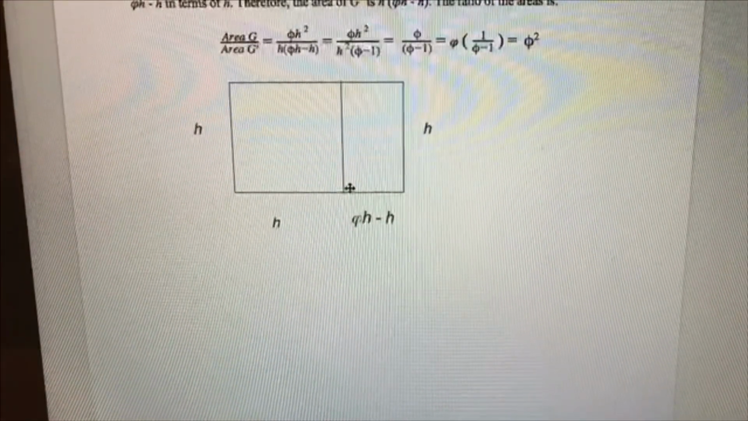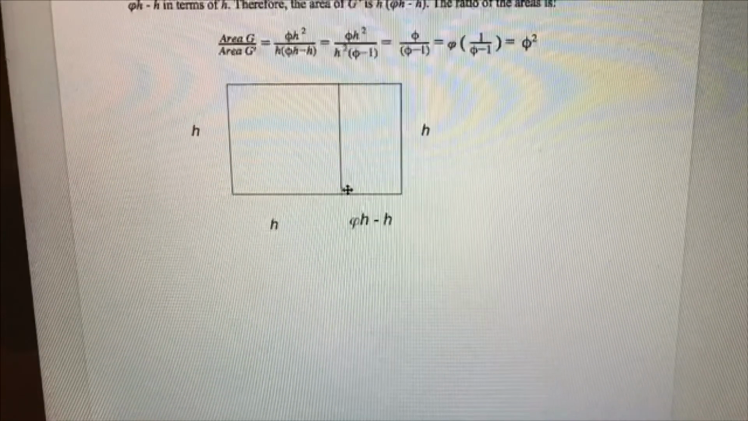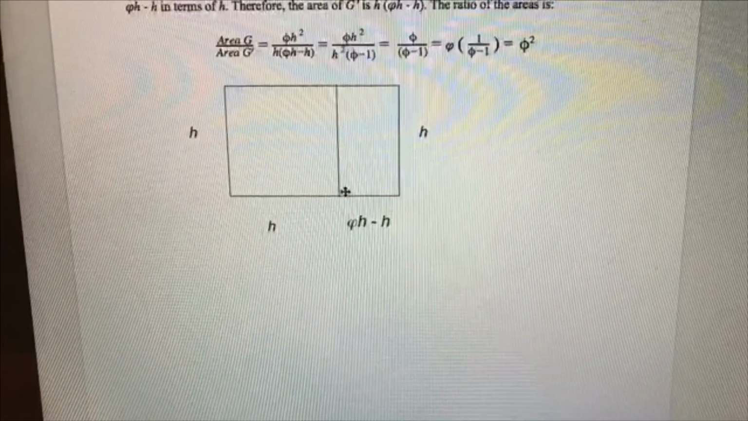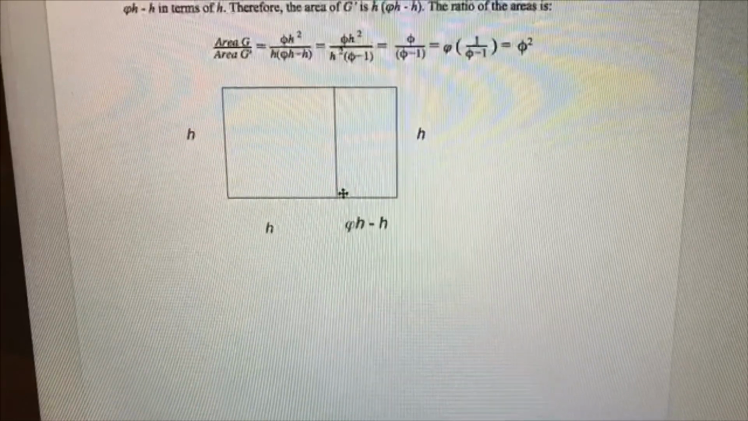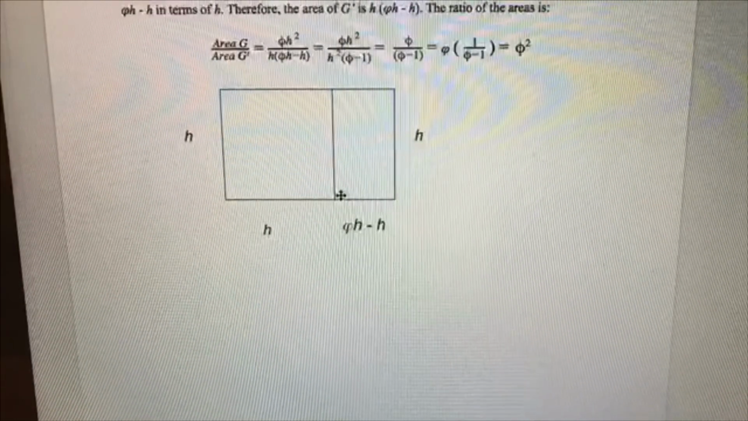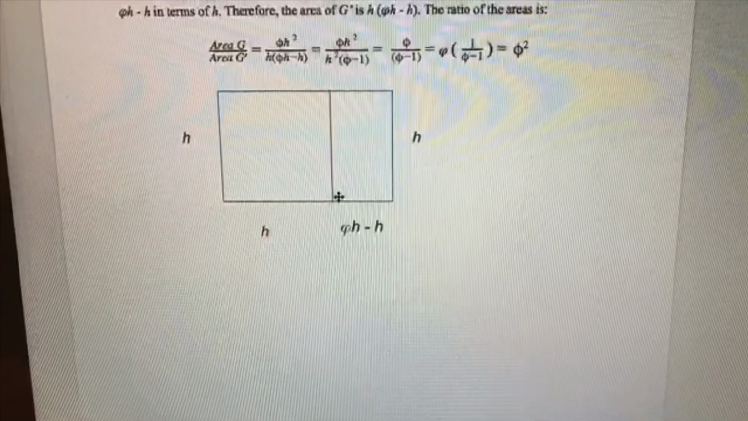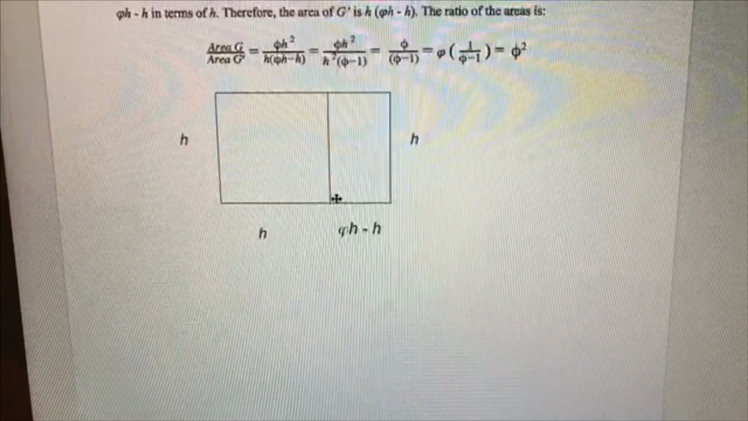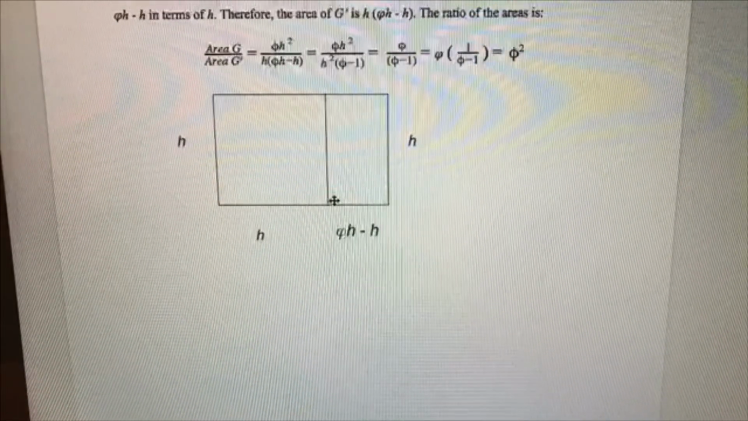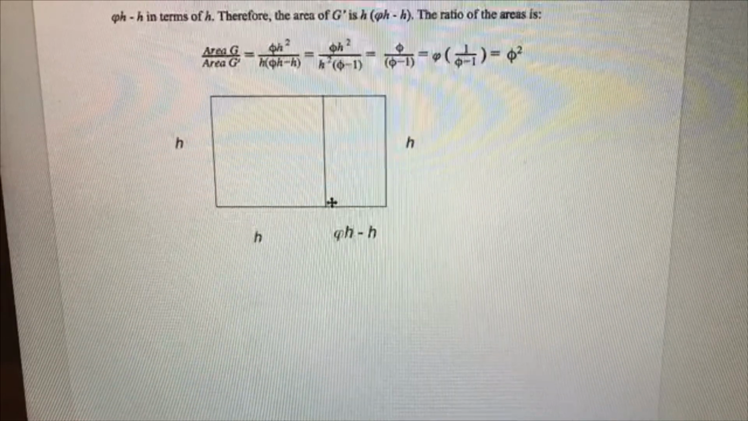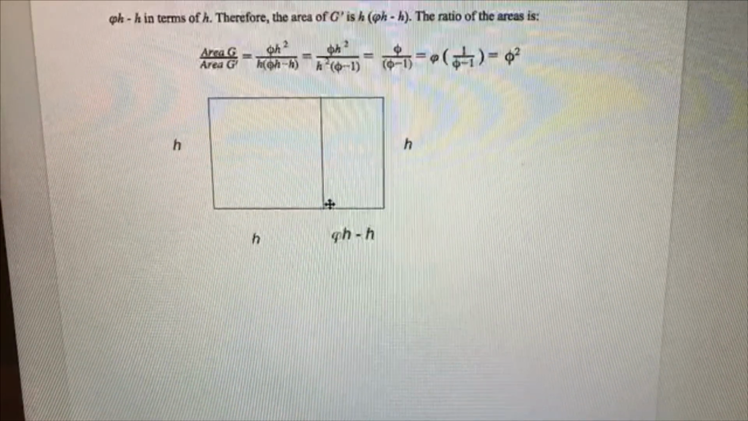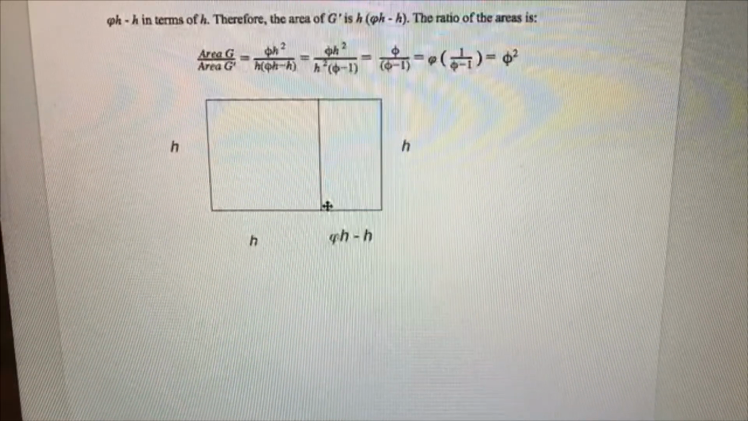The second problem states, let G be a golden rectangle having base b and height h, and let G' be the smaller golden rectangle made by removing the largest square possible from G. Compute the ratio of the area of G' to the area of G. That is, compute area G' divided by area G. Does your answer really depend on b and h, the original size of G? Are you surprised by your answer?